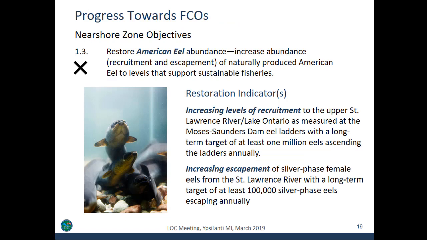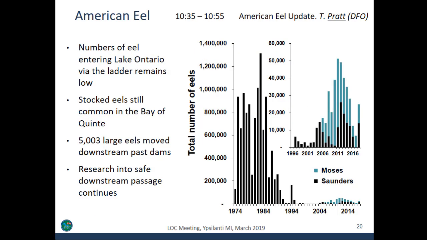Our next FCO is 1.3, to restore American eel abundance. We have two restoration indicators here. Tom Pratt from DFO is presenting right after me, so I won't spend any time on this. I'm sure you'll see some of these main bullets and figures during his presentation. But the message here is that we're not meeting this FCO at this time. But there's lots of effort and research into safe downstream passage, and that seems to be continuing.